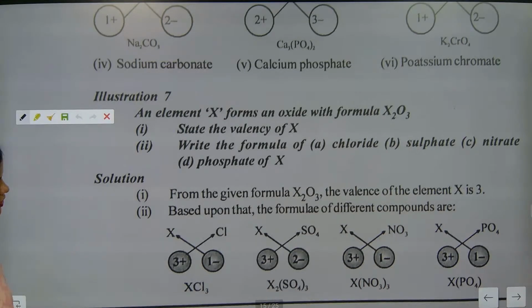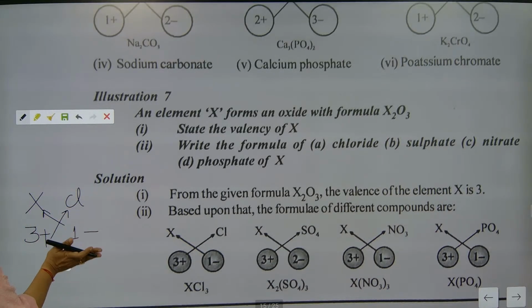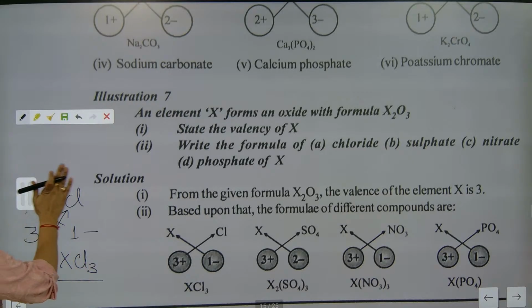For the chloride of X, we know X is plus 3. Chloride means it is 1 minus. So if we do crisscross, it will become XCl3. It will be coming as XCl3. This is chloride. Understood? XCl3. Now the next section.